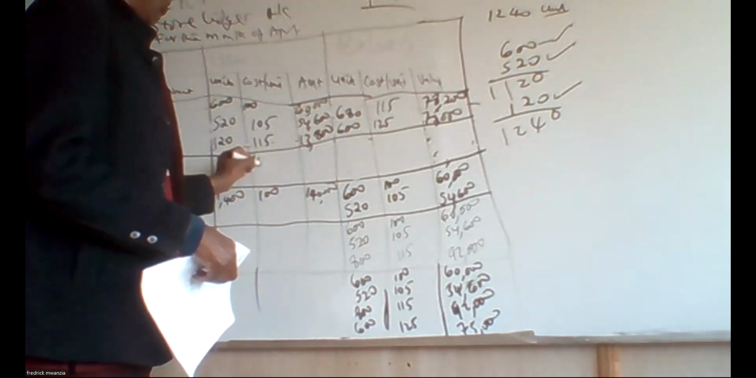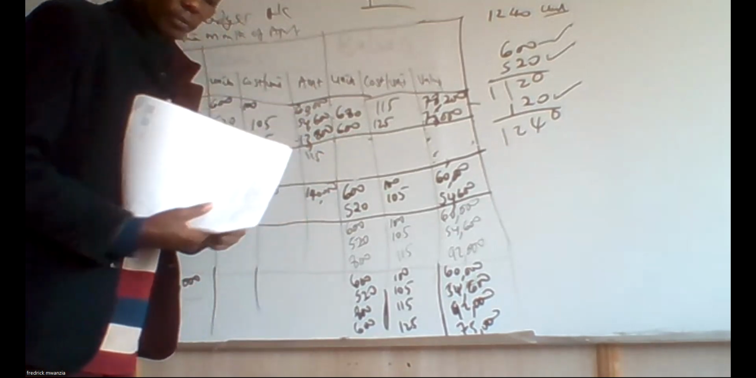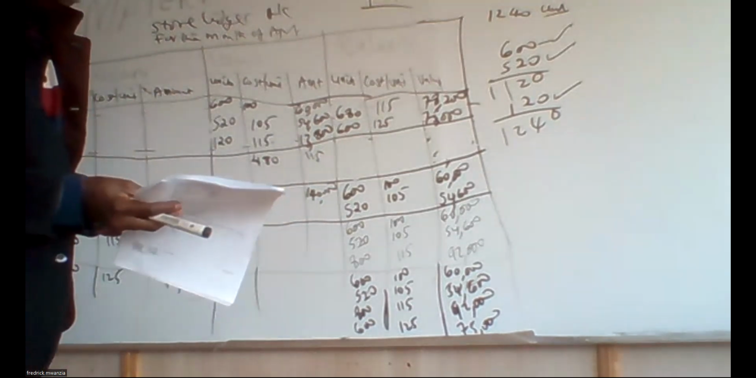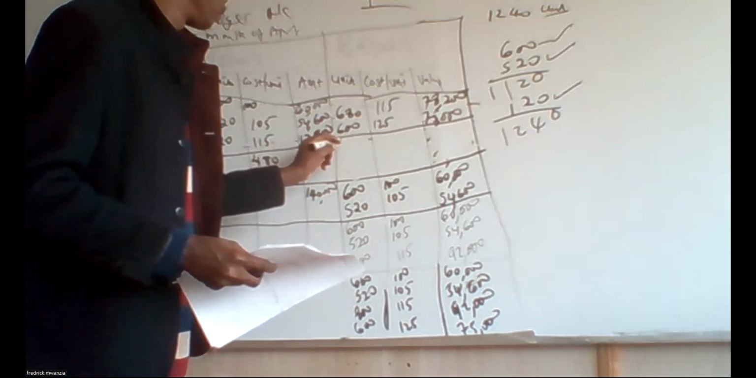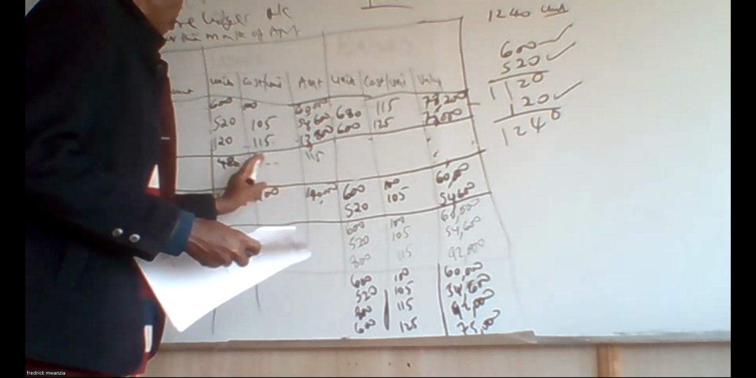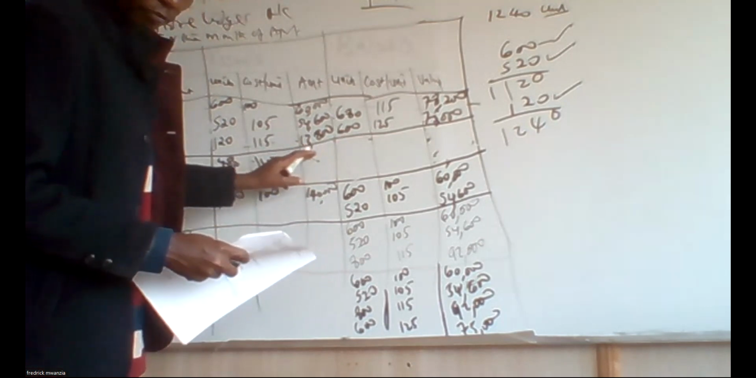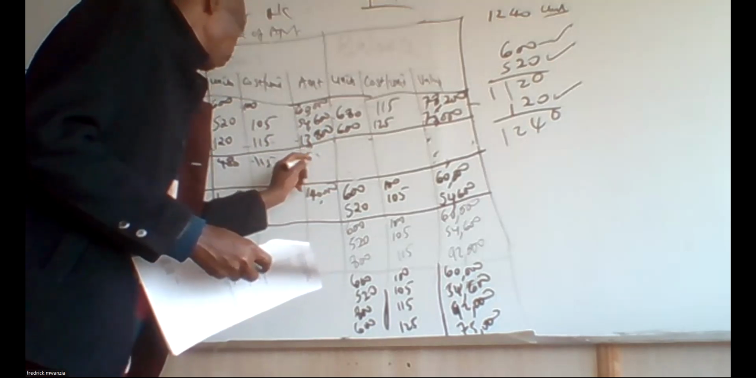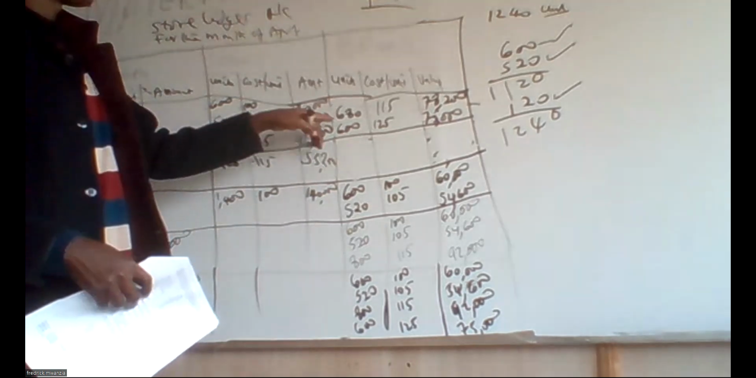We shall be having 480 at 115. Determine what it is: 480 times 115 gives you 55,200. So this is 480, this is 115, this is 55,200. Now, this 480 has come from the first consignment.